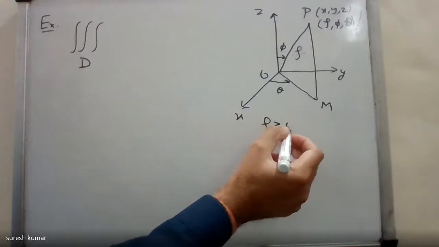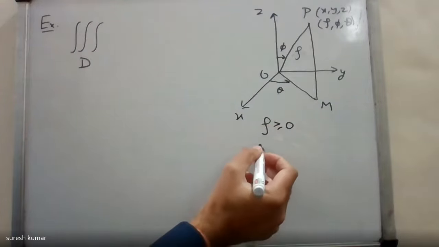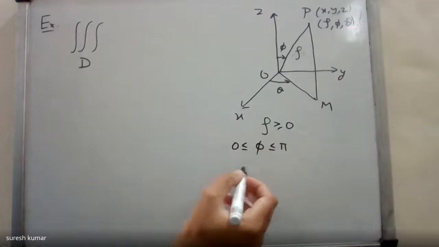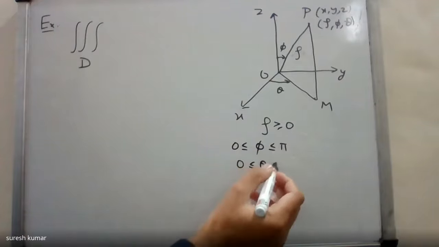Do you also recall the variations of rho, phi, theta for xyz space? Rho is anything greater than or equal to 0. Phi, tell me about phi. Phi varies from 0 to pi and theta from 0 to 2 pi.